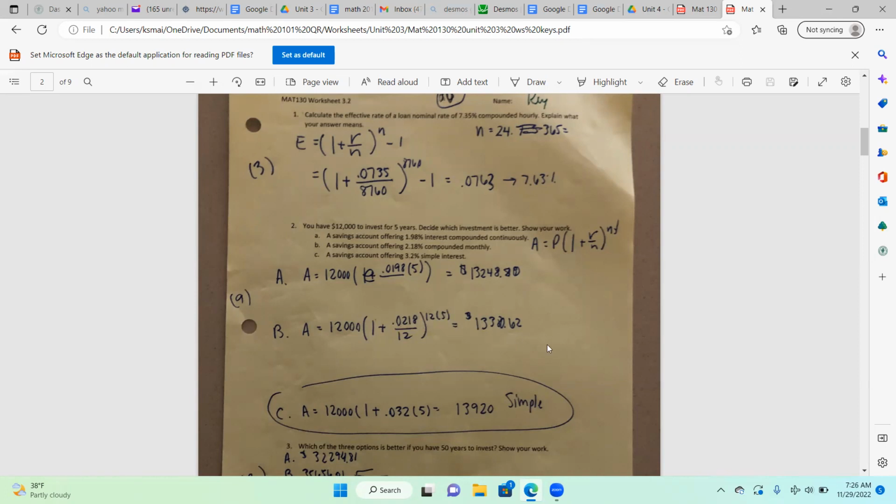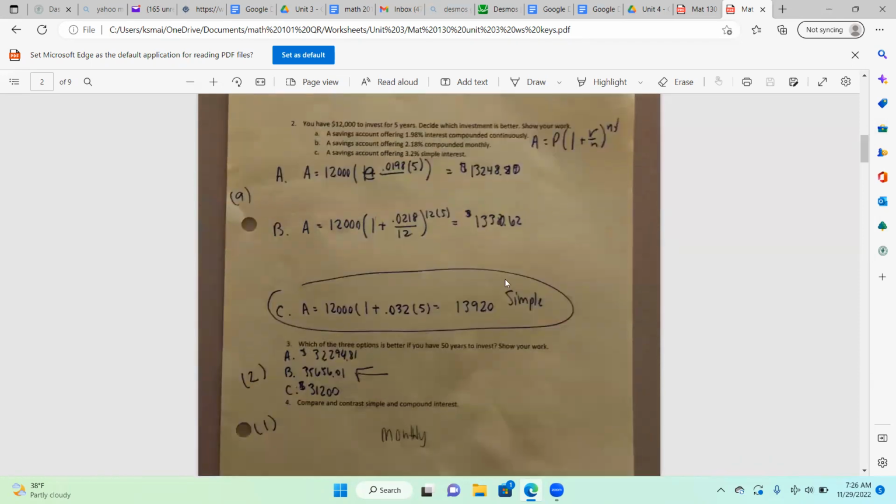$13,380.62. The third option is a simple interest option at 3.2%. And so that future value is calculated here on part C, and that gives you $13,920. So simple interest, part C, is the better option.